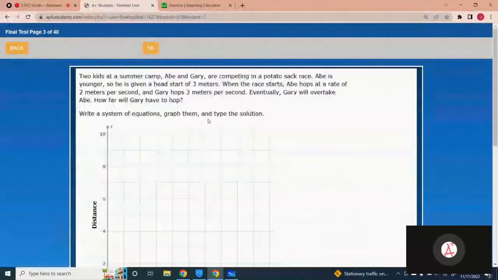Okay, two kids at a summer camp, Abe and Gray, are competing in the potato sack race. Abe is younger, so he is given a head start of 3 meters. When the race starts, a hop can.